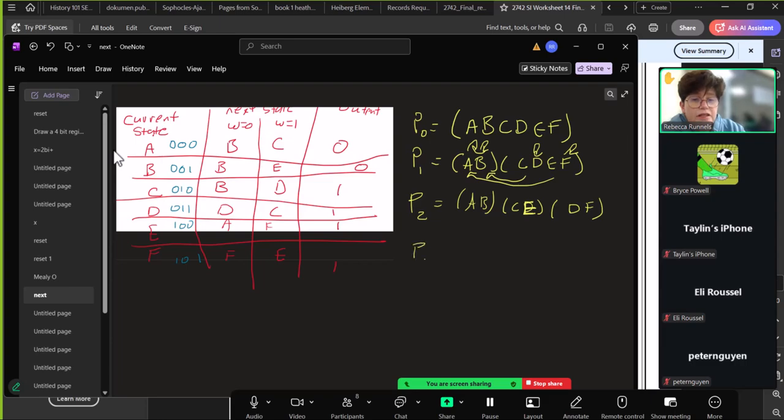The next one is to do 1. So we'll look at 1. If A is 1, where does it go to? C. If B is 1, where does it go to? E. Are those in the same group? Yes. So we can keep A and B together.